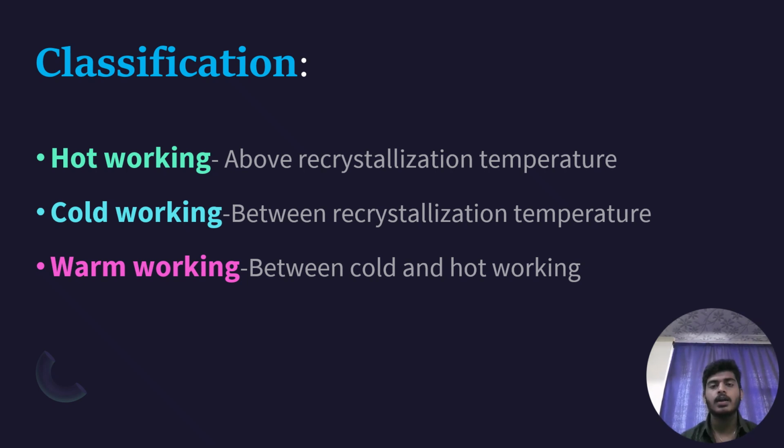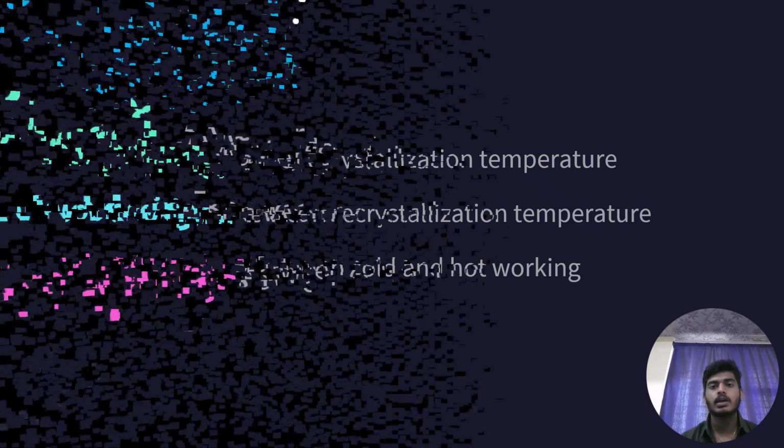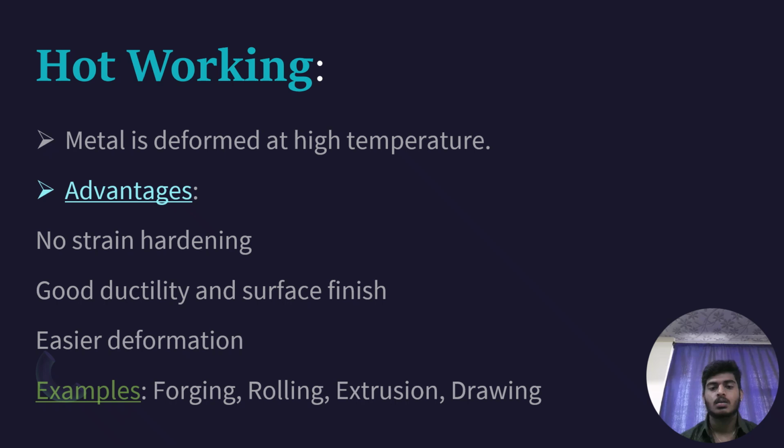They are classified into three types: hot working, cold working, and warm working. In that, hot working is done above the recrystallization temperature. The advantages are no strain hardening, good ductility, smooth surface, and easy deformation. Their examples are forging, rolling, extrusion, drawing.